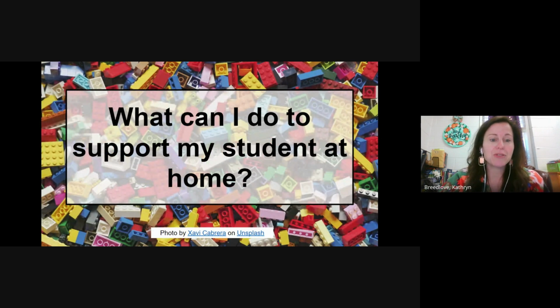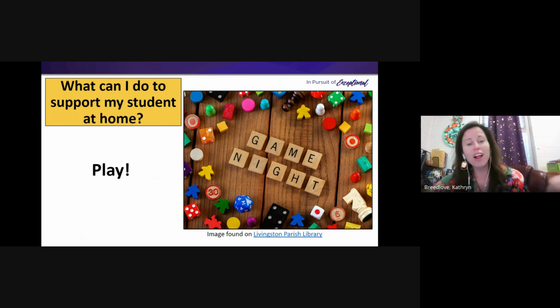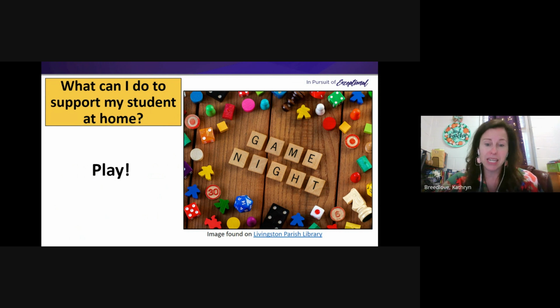So what can I do to support my student at home? Let's go through just a few suggestions. The first thing you can do is you can play. That's right, games like dominoes, chess, any card game, any dice game, Mancala, Yahtzee, Scrabble, and so many more. All of the old school game night stuff. They all develop strategic thinking, and the scorekeeping develops mental math computation that will benefit all students. And of course, it's so much fun to do it.